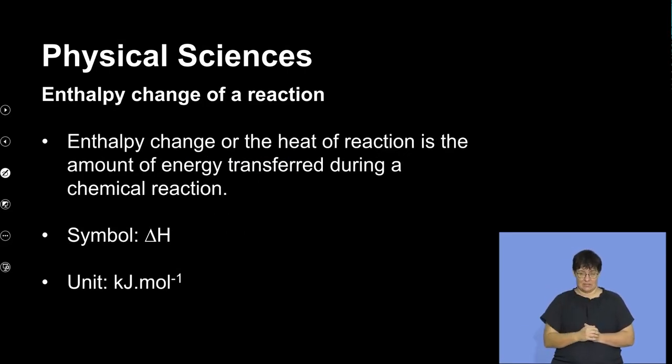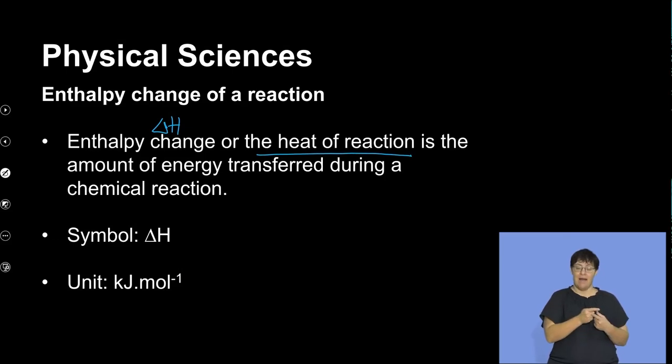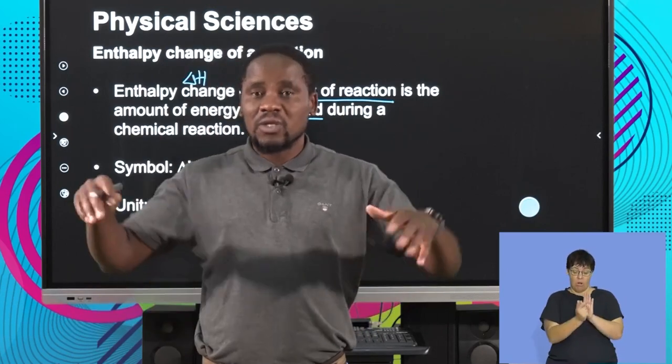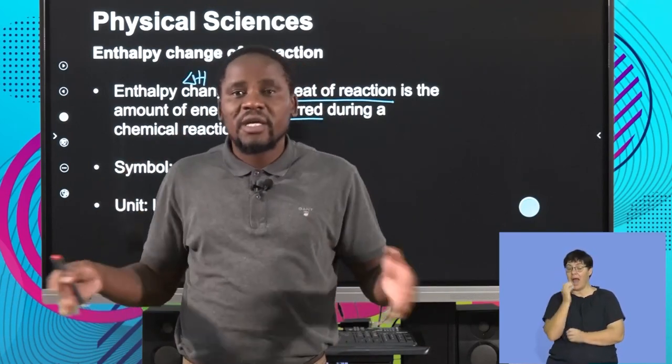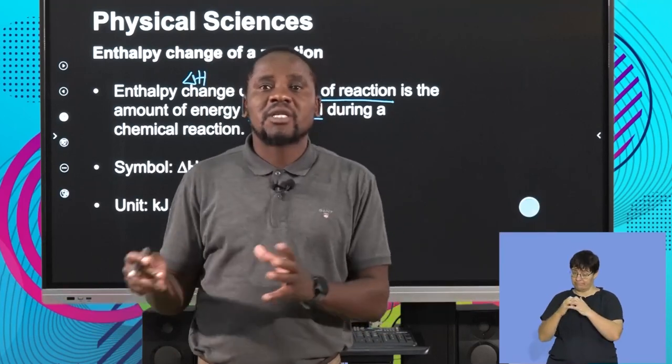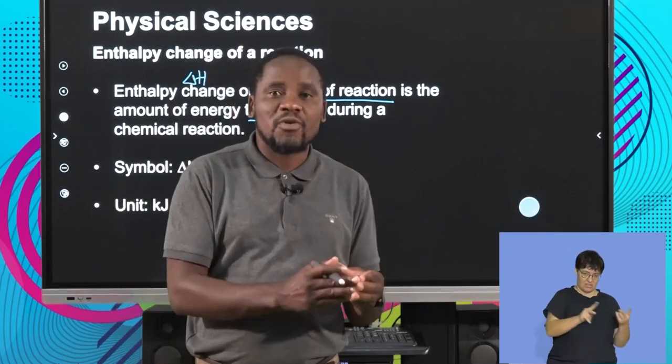So if we talk about the change in enthalpy of a reaction, which is our delta H, delta suggests change. So enthalpy change is the heat of reaction. We can refer to enthalpy change as the heat of the reaction. We're still talking about the same thing, which is the amount of energy transferred during a chemical reaction. The word transfer is very important because as far as the law of conservation of energy is concerned, we would recall that the amount of energy in any closed system remains constant. What does it mean? Energy cannot be created or destroyed, but can be transformed from one form of energy to the other.